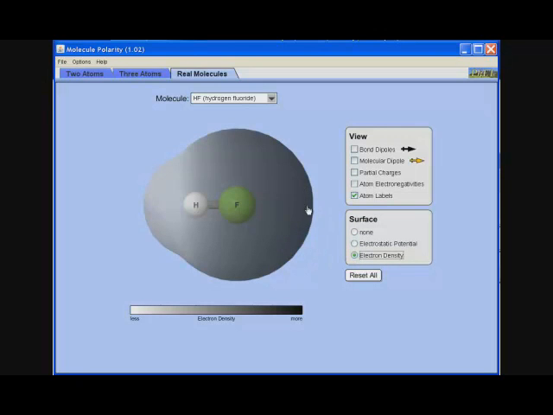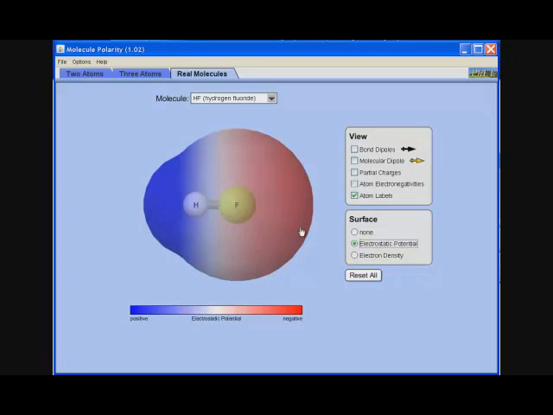Again, since it's more shaded towards the fluorine end of this molecule, this side of the molecule is going to have a higher electron density. Or I can also take a look at the electrostatic potential. Again, this is going to be my more partial negative portion of my molecule, so therefore it's going to have a negative electrostatic potential.